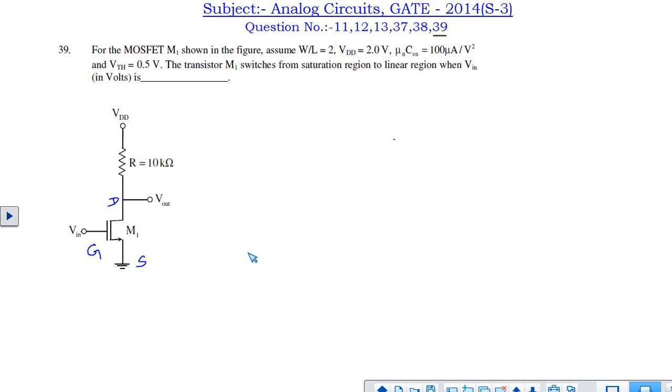If you term this as drain, this as gate, this as source, according to this MOS, then at the transition, as I said, VDS should be equal to VGS minus VT. Because if VDS is greater than this value, it will be in saturation region. If VDS is less than this value, it will simply be in linear region. Now VGS is nothing but Vin minus 0, so VDS is equal to Vin minus 0.5 volt.